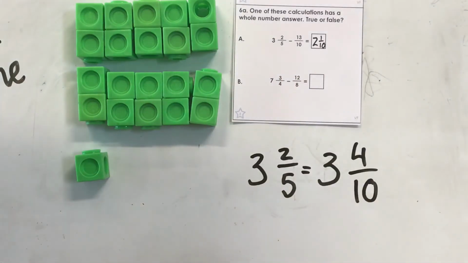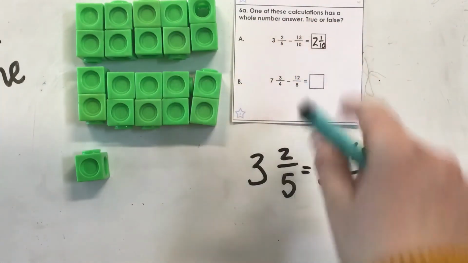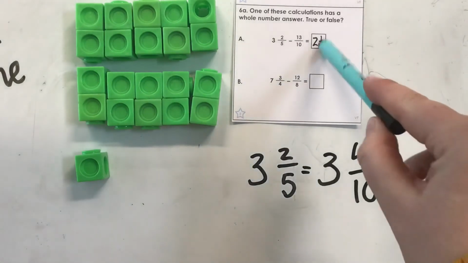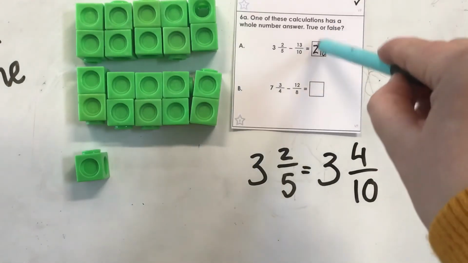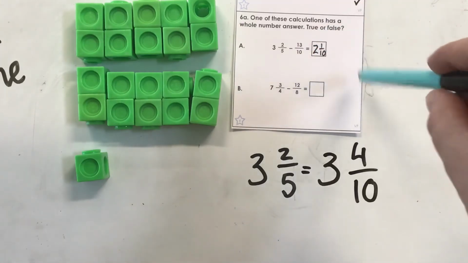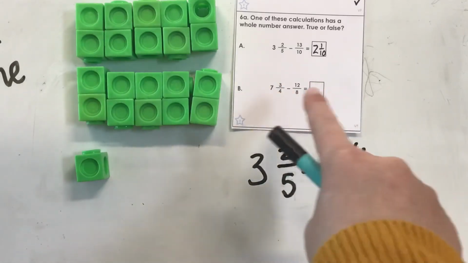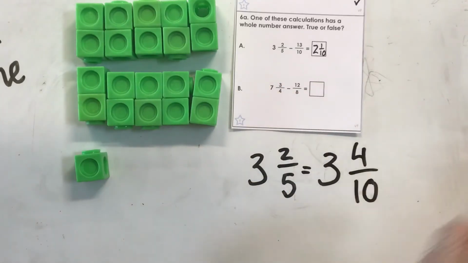And our question is actually, one of these calculations has a whole number answer, true or false. So that is not a whole number answer because we've got a fraction left over. It is a mixed number because it's 2 1/10. So it's not that one. But it is a true or false. We still need to work out this question to know if we've got the right answer.